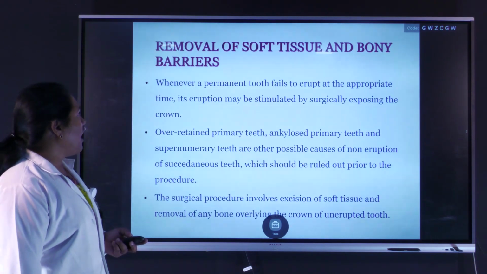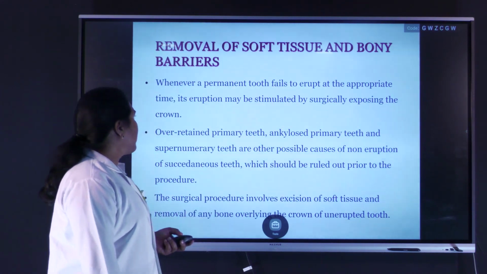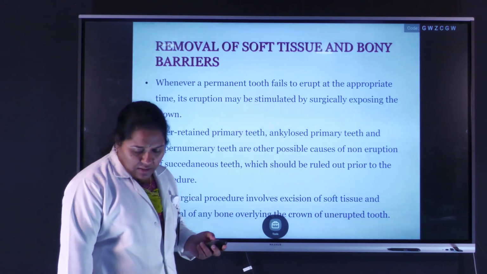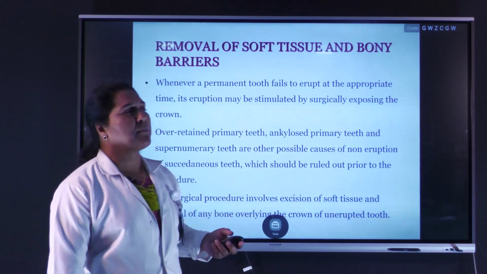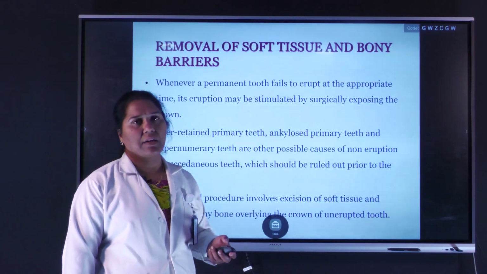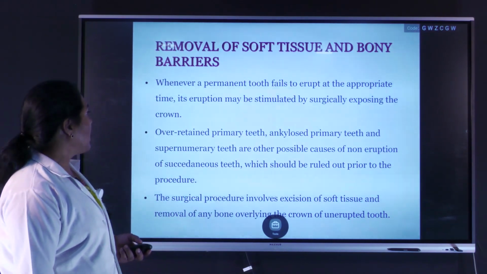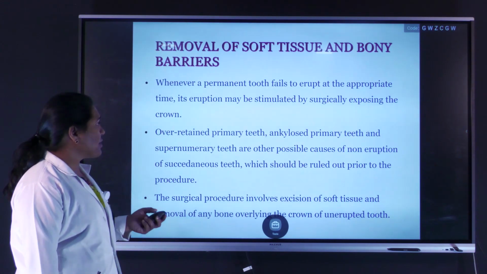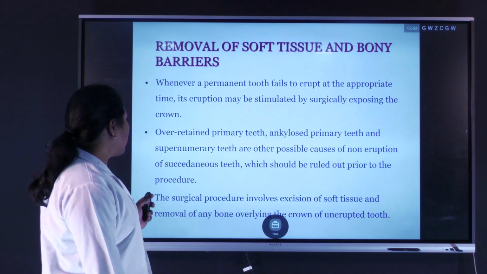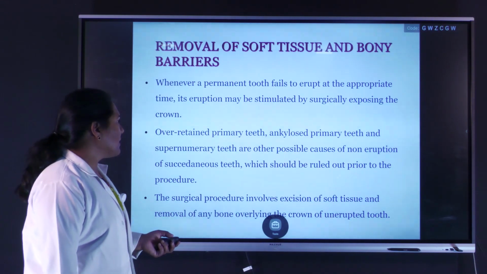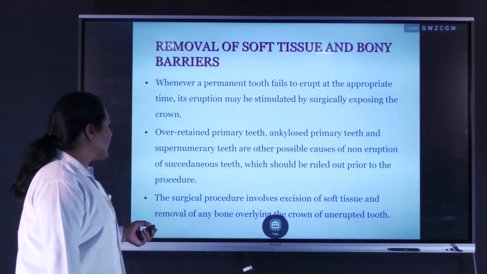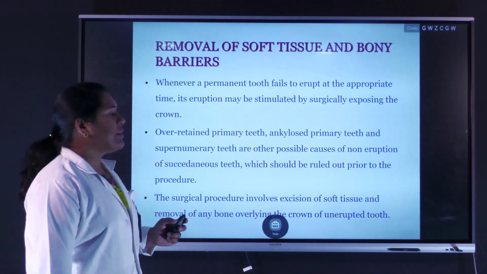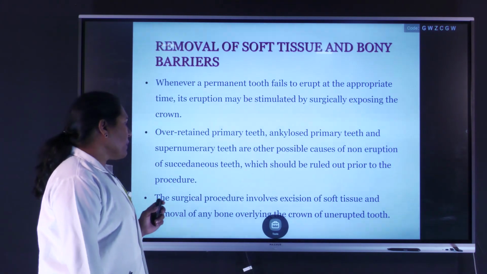Coming to removal of soft tissue and bony barriers. Whenever a permanent tooth fails to erupt, another method of intercepting upcoming malocclusions is removing the soft tissue and bony barriers. Whenever a permanent tooth fails to erupt at the appropriate time, its eruption may be stimulated by surgically exposing the crown. Over-retained primary teeth, ankylosed primary teeth, and supernumerary teeth are other possible causes of non-eruption of the succedaneous teeth, which should be ruled out prior to the procedure.